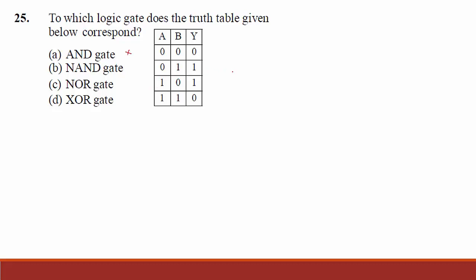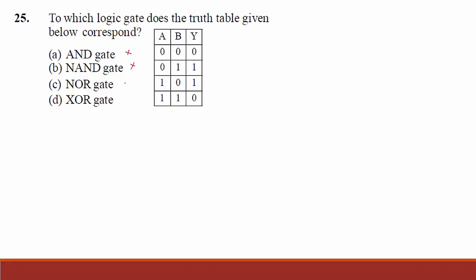the output is high only if the inputs are low. Here you can observe the first condition. The inputs are low but the output is again low. So this condition fails here. Come to the third option, NOR gate. NOR gate is the inversion of OR gate.